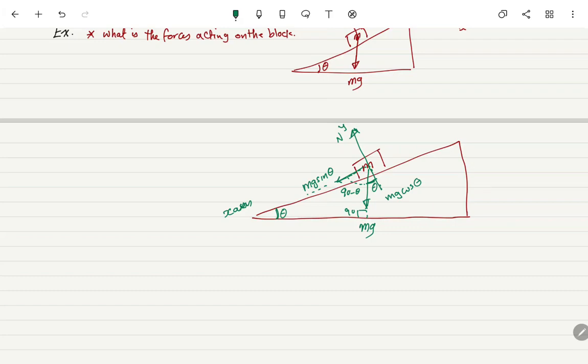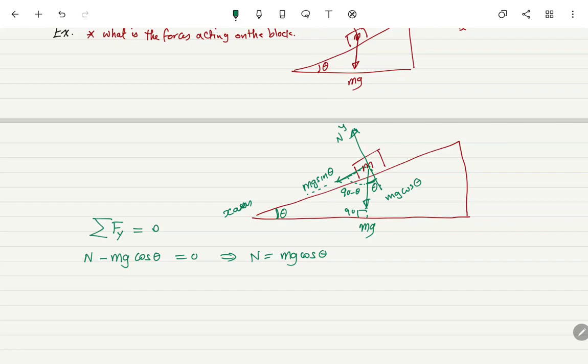In this case, the sum of all forces on y equals 0, since the velocity of the object on y is 0. There is no acceleration here, so it's equal to 0, or normal minus mg cosine theta equals 0, so the normal force equals mg cosine theta.